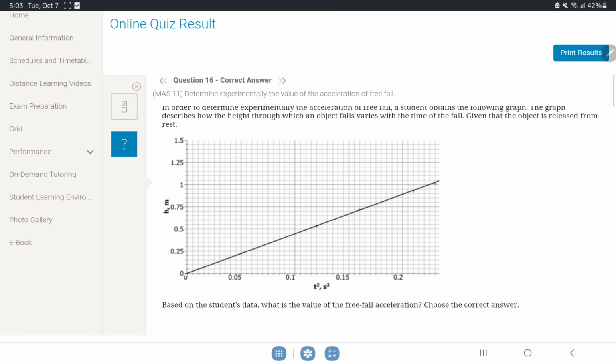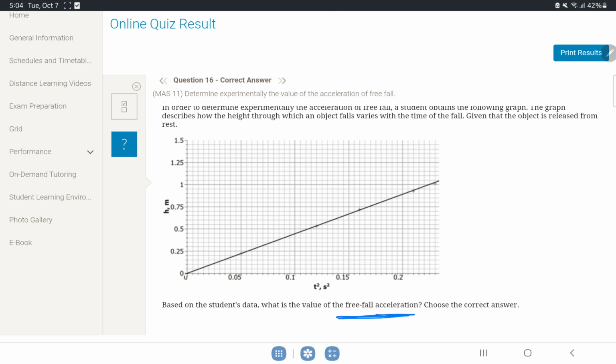For this question, they gave us a graph, an h versus t squared, so it's different. Okay, usually it's going to be meters per second here, and here is seconds down, but no, they grouped the seconds by themselves and the meters by themselves. They want us to find the value of the free fall acceleration.